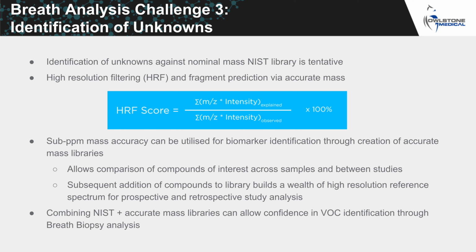Compound Discoverer can then calculate high-resolution filtering, that is HRF scores, from high-accuracy EI data, where a match gives you high confidence that that feature is the ID that you're saying that it is. One of the benefits of this is that it allows comparison of compounds of interest that are identified across samples between studies. The accurate mass library gives you the option to say that was the same chemical on the same or a different day in different studies.